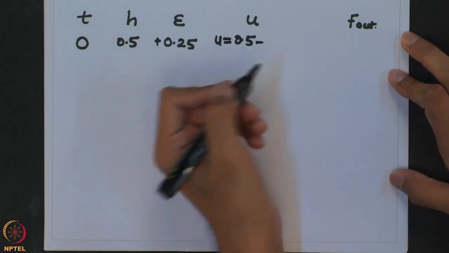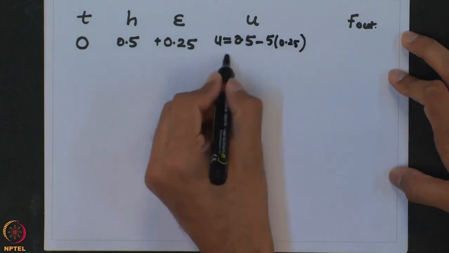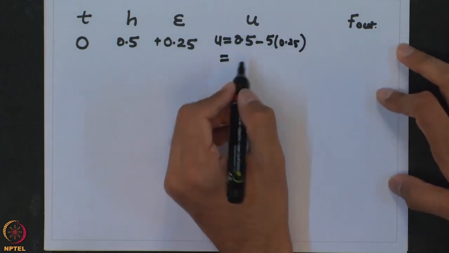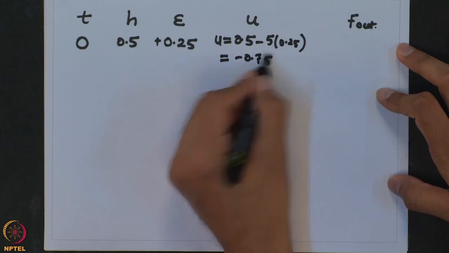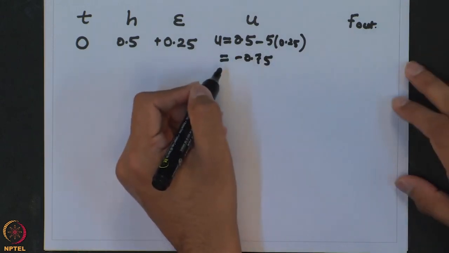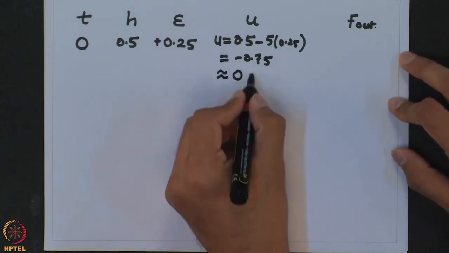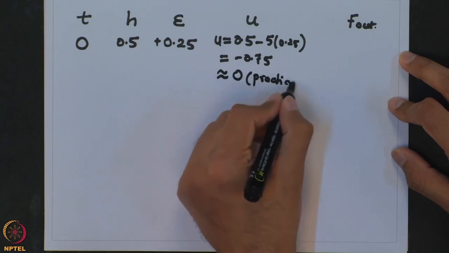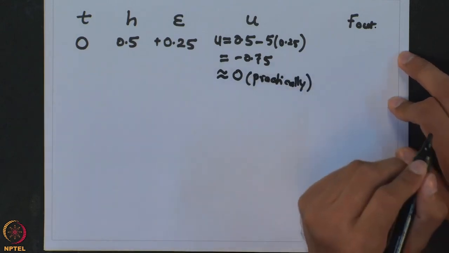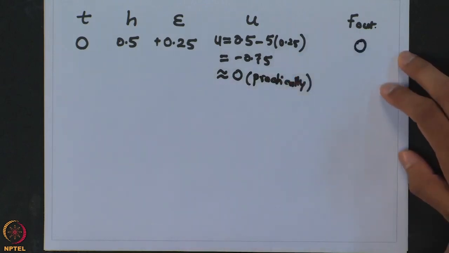So, it will be minus 5 times error, which is 0.25, which comes out to be minus 0.75. So, it says that the controller output has to be minus 0.75, but the valve can only have opening between 0 and 1. So, practically it is equal to 0, that means valve completely gets closed and the outlet flow rate becomes 0. So, suddenly from 0.1 meter cube per second, the outlet flow rate has suddenly stopped to 0.